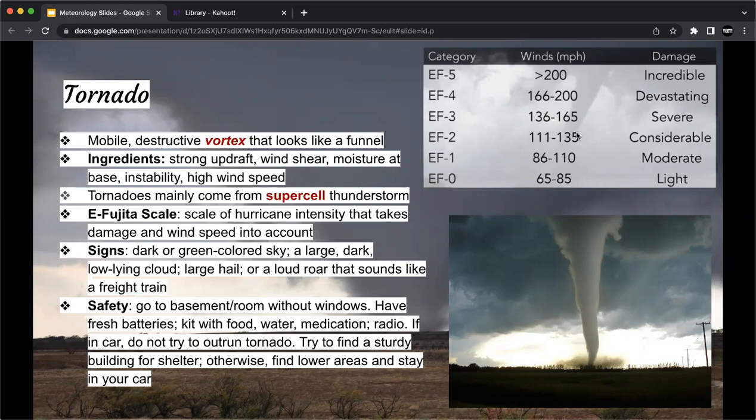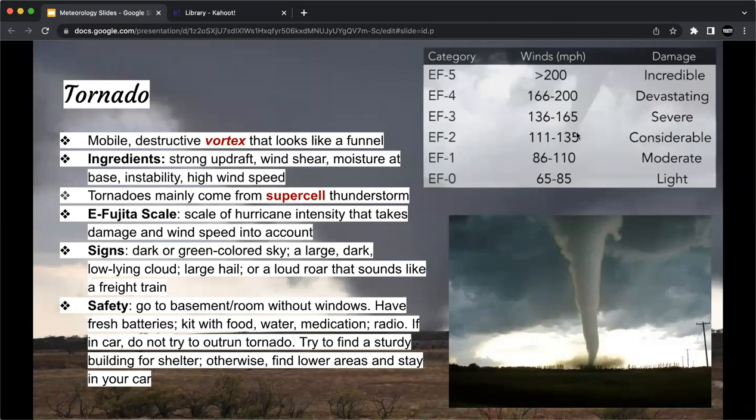So yeah, some safety for tornadoes. You want to try to find lower rooms or rooms without windows. If you're in a car, just try to find lower ground. Well, actually, you shouldn't drive around, but if it's really close, you can try to find like a ditch or something. But if you're just on the open road, just stay in your car and cover your head and keep your seatbelts fastened.